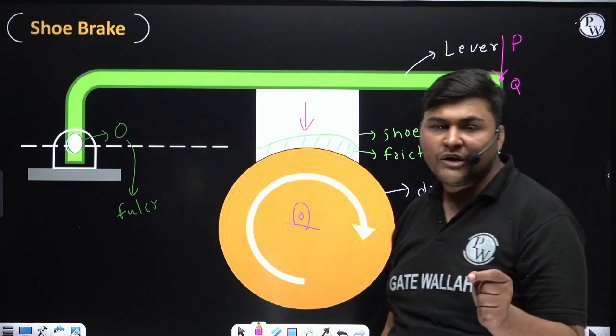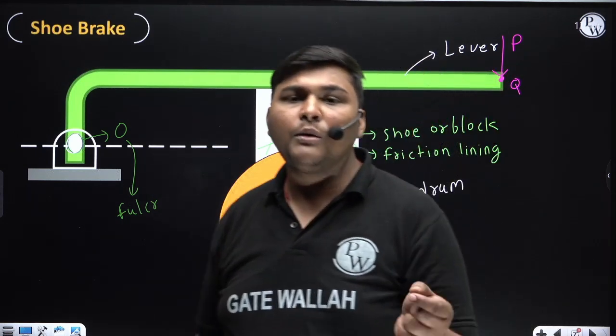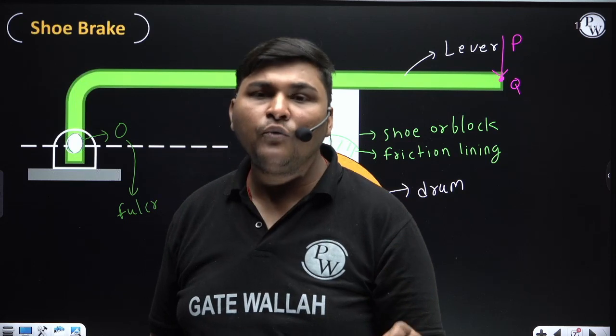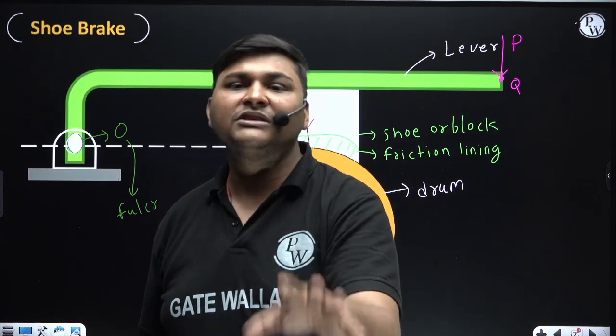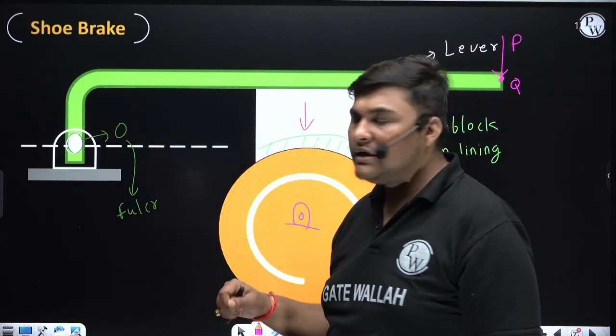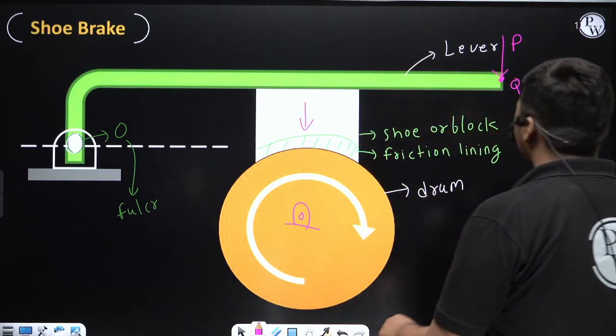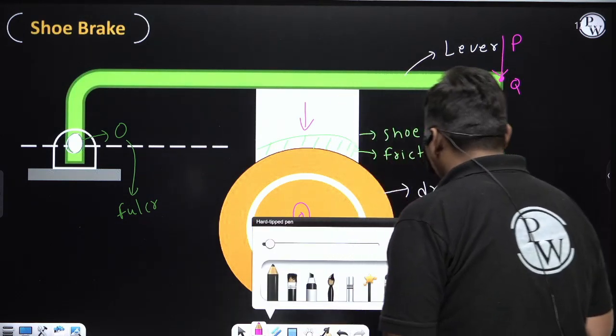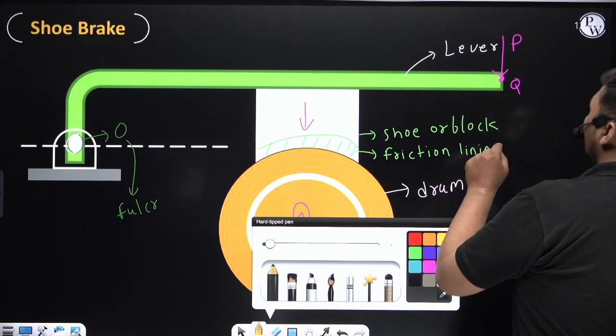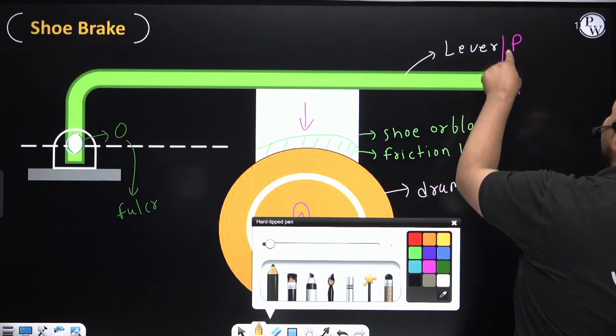Due to that pressure force, normal force will come, due to normal force friction force will come, and due to friction force braking action will be induced in the drum. So the direction of braking effort should be vertically downward. Now I have told you that we need to apply this braking effort at this location Q.